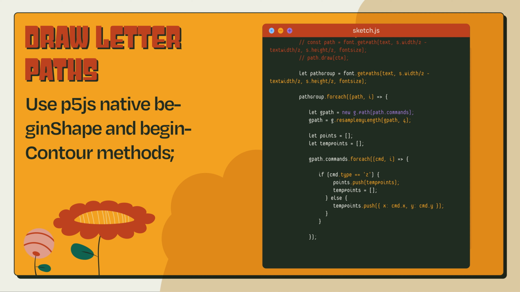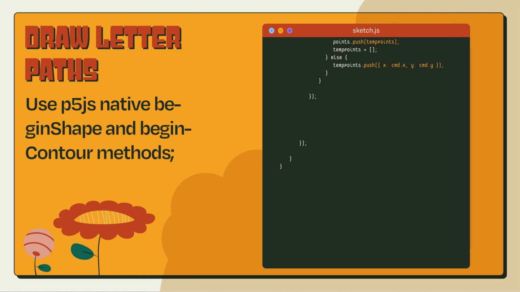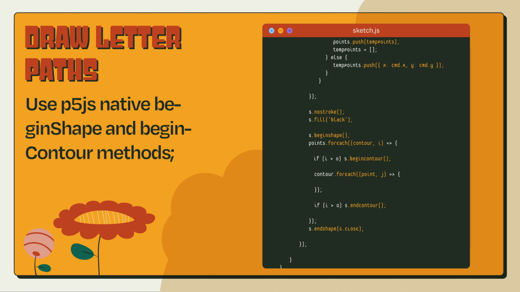Finally, we will draw paths with begin shape, end shape, begin contour, and end contour. We will loop through the 2D points array's first level and call begin shape before and end shape after with the close string as an argument. Begin contour and end contour will go inside the loop only if a condition is met. That condition will ask whether the set of points we are iterating over are not the first set, aka not the outer path. Then we will begin the contour.